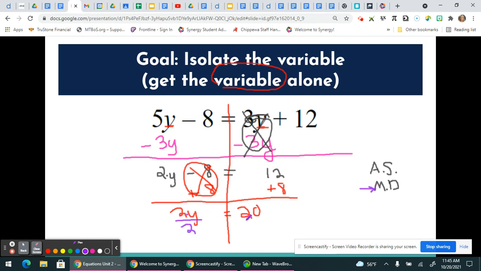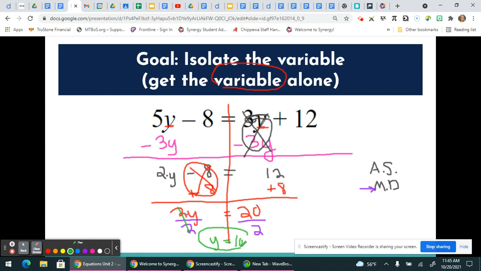Please use your fraction bar. Divide by 2 on the right. So now look, 2 divided by 2 is 1y. So 2 divided by 2 is 1y, which gives me my y equals 20 divided by 2 is 10.